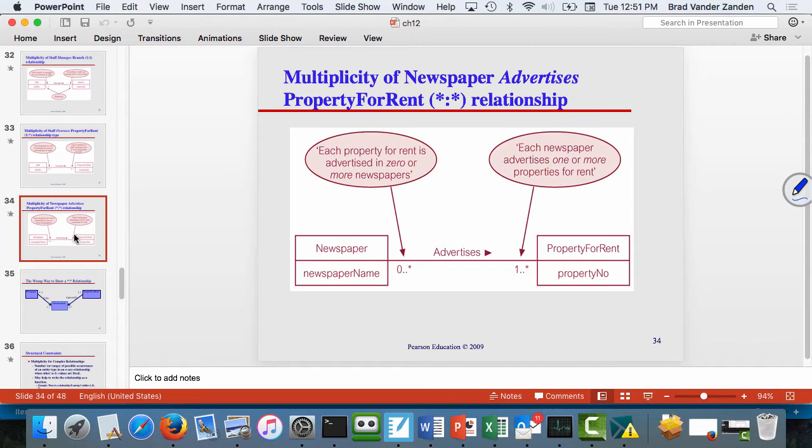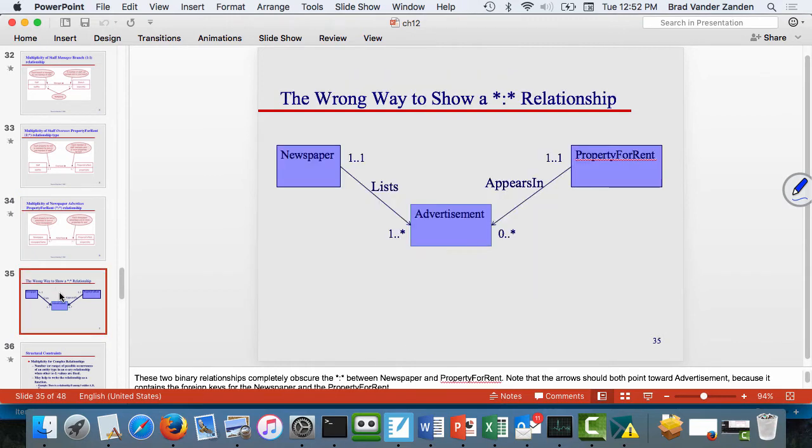And again, a common mistake from last time is that the wrong way to show a many-to-many relationship is to show the relationship as an entity. So here I've shown the advertisement as an entity, saying that a newspaper lists one-to-many advertisements and that a property for rent appears in 0-to-many. It's not an entity. Advertisement is a relationship between newspaper and property for rent.